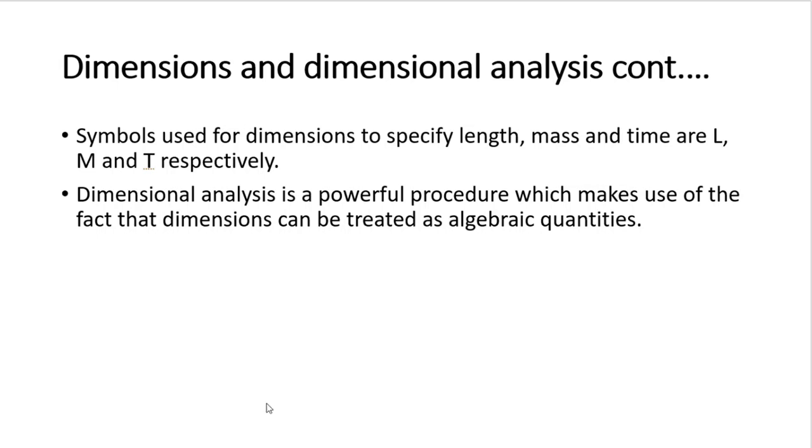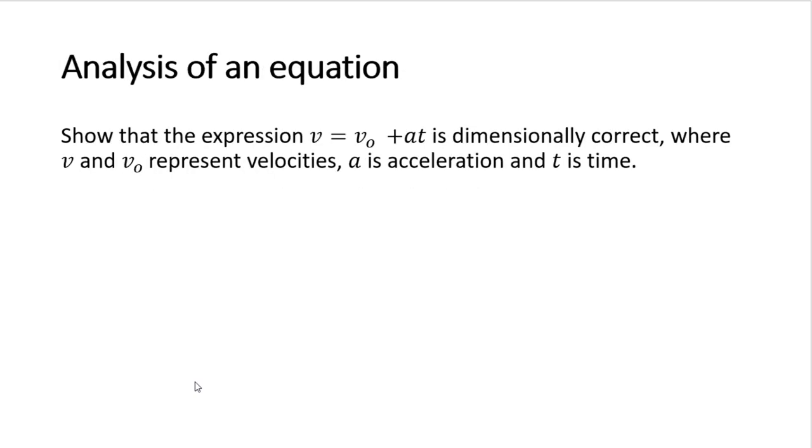Symbols used for dimensions to specify length, mass, and time are L, M, and T, and you can see they are all uppercase. So dimension analysis basically is a powerful procedure which makes use of the fact that dimensions can be treated as algebraic quantities. For example, if I would like to check the correctness of an equation, I can use dimension analysis. Here the question is, show that the expression V equals V naught plus AT is dimensionally correct, where V and V naught represent velocities, A is acceleration, and T is time.